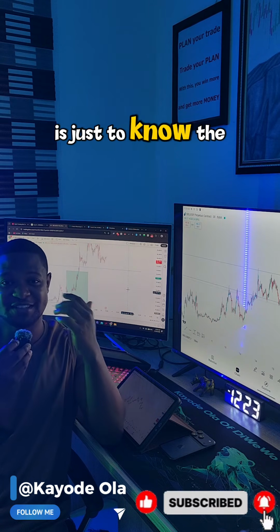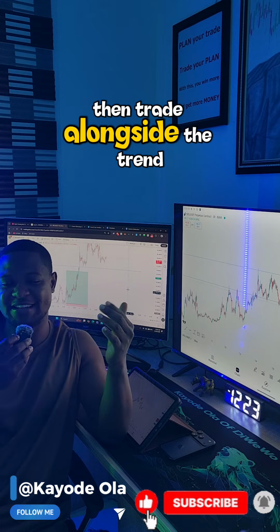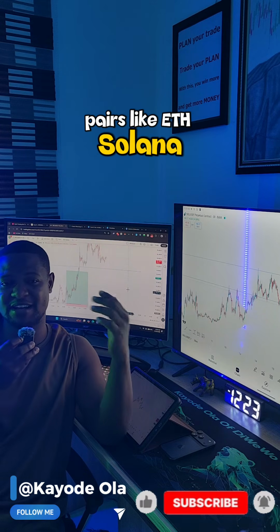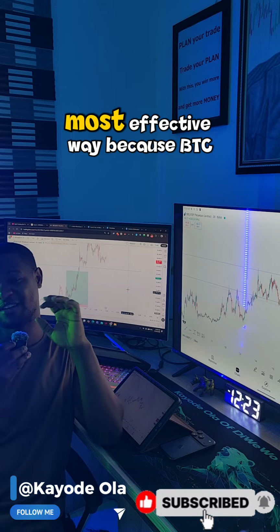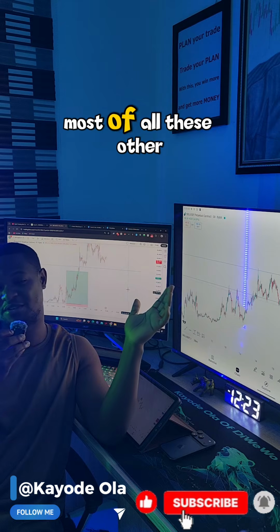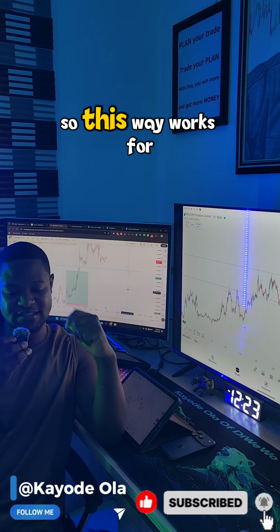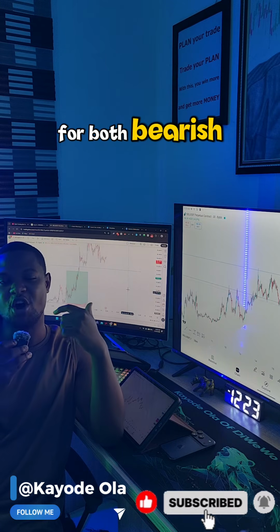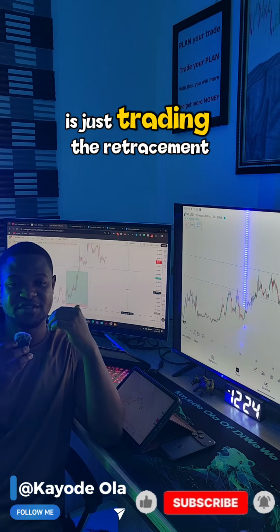All you need to do is just know the trend, then trade alongside the trend. You can also use this for pairs like ETH, Solana, XRP, but BTC is the most effective way because BTC also controls most of these other pairs. This way works for both bullish and bearish. All you need to do is just trade the retracements.